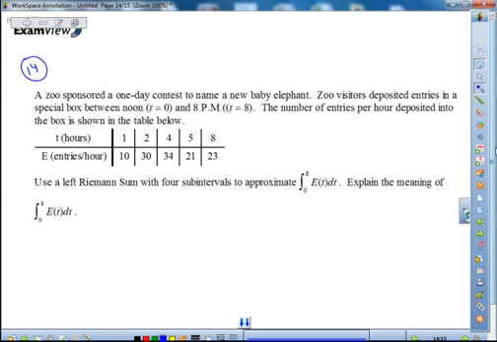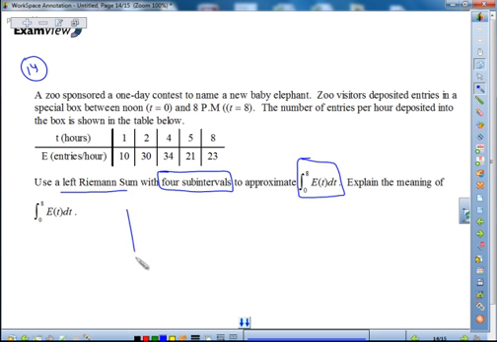Number 14 says a zoo sponsored a one-day contest to name a new baby elephant. Zoo visitors deposited entries in a special box between noon and 8 p.m. The numbers of entries per hour deposited in the box is shown below. Use a left Riemann sum with 4 subintervals to approximate the integral from 0 to 8 and explain the meaning of the integral from 0 to 8 in the context of this problem. So we're going to use a left Riemann sum with 4 subintervals. That means we're going to use 4 rectangles to approximate the area under the curve.